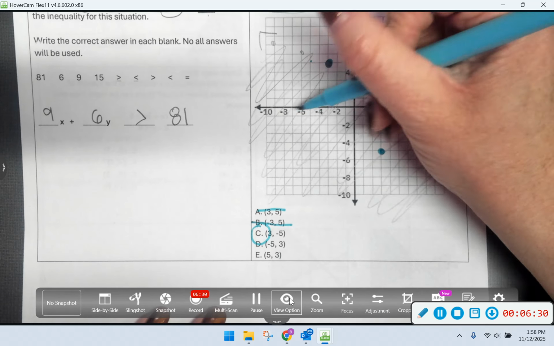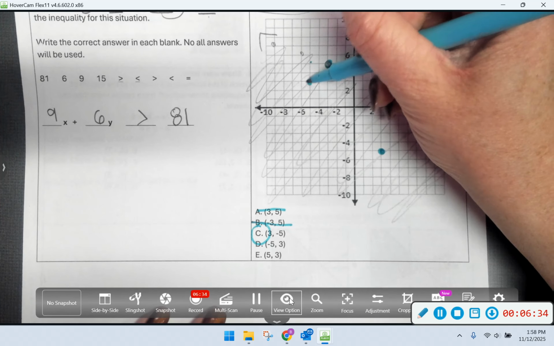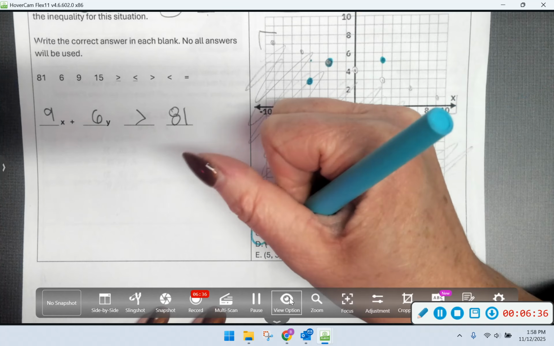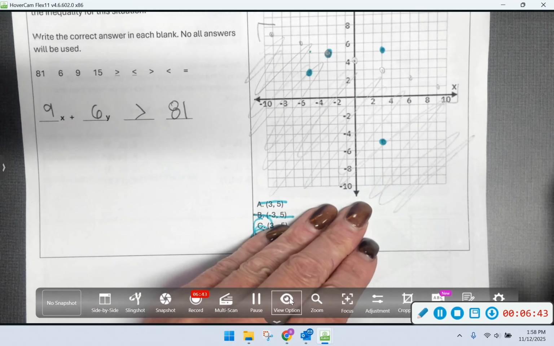Negative 5, positive 3. That's in my shaded region, so I don't even need to check E. So C and D are my correct answers. All right, let's flip over to the next page.